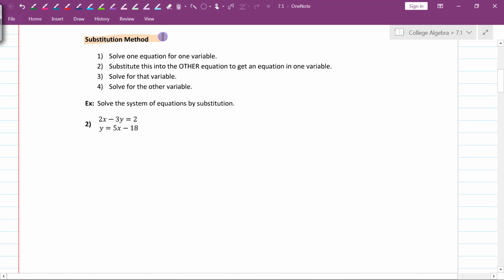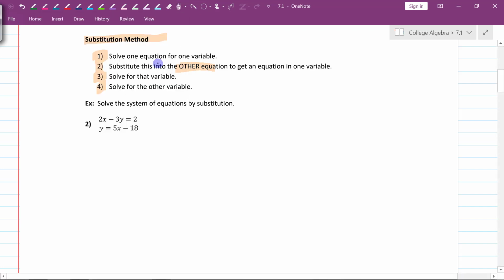The substitution method will be the first method that we're going to learn how to use. Step 1 for the substitution method is solve one equation for one variable. Which equation it is doesn't matter, just pick one. Step 2, substitute this solution into the other equation to get an equation in one variable. You must substitute into the other equation. Very important. Step 3, solve for the one variable. And then step 4, solve for the other variable. Let me go ahead and demonstrate how this works.